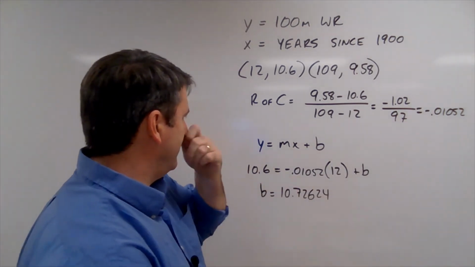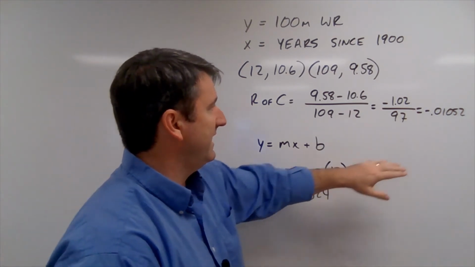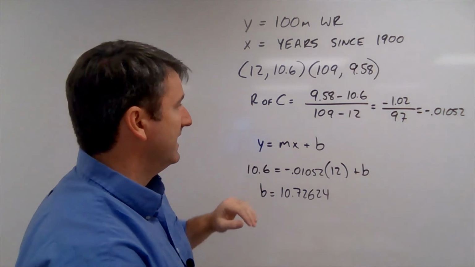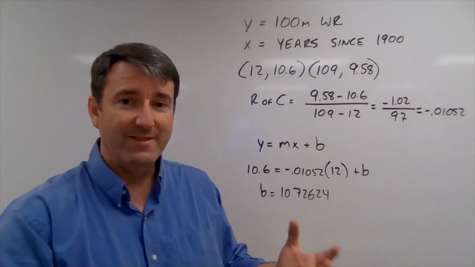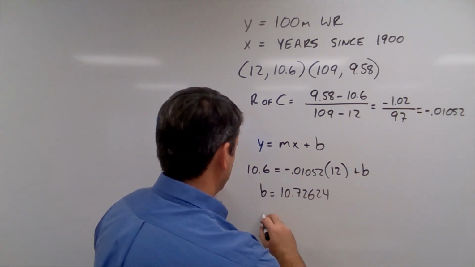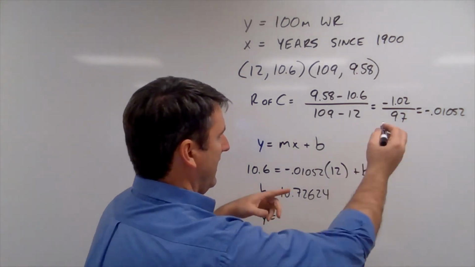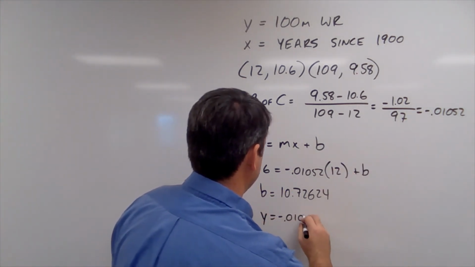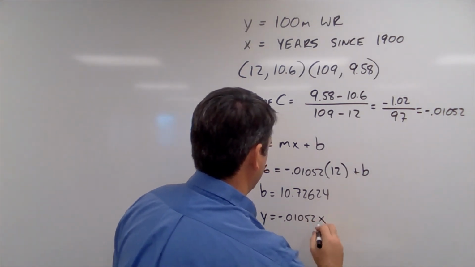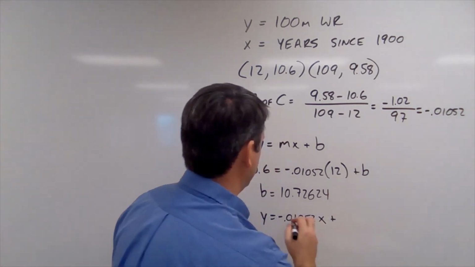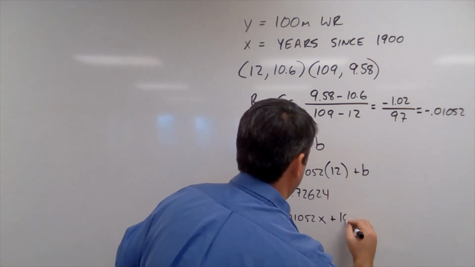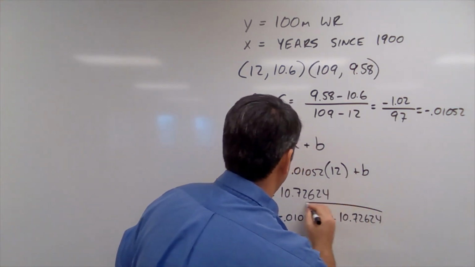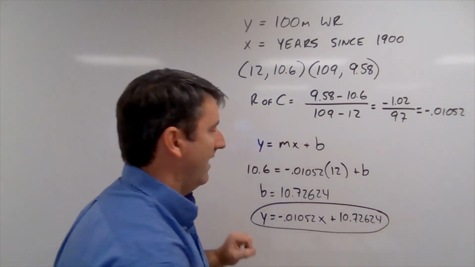And now that we've got our b and we've got our m, we're ready to just plug these in to y equals mx plus b, and that'll be our model. So we get y equals our rate of change, negative 0.01052 x, plus our initial value of 10.72624. That's going to be our model.